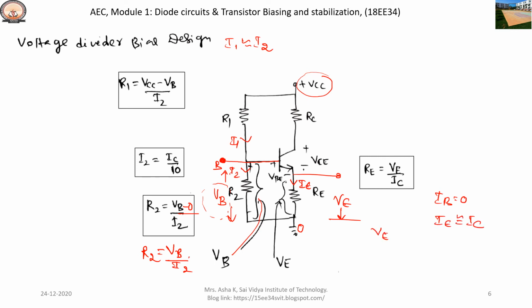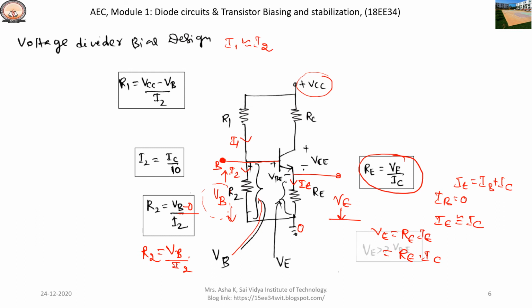Hence, VE is nothing but RE into IE, which is RE into IC. We want to calculate the RE value, which is equal to VE divided by IC. To find IE equal to IC, from KCL applied to the node, the equation IE is equal to IB plus IC is used.